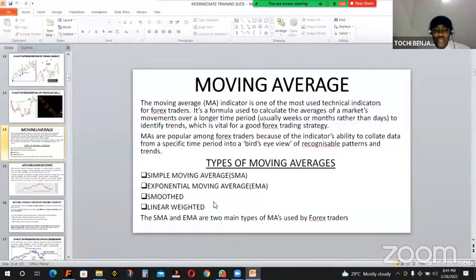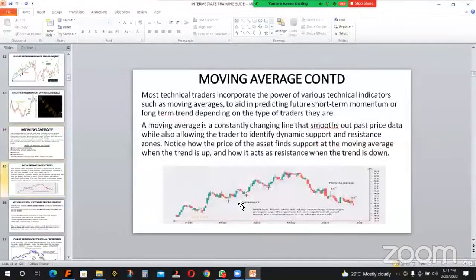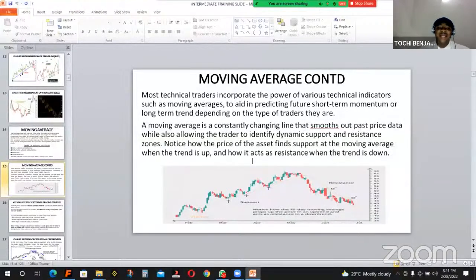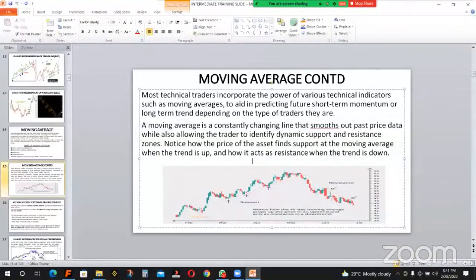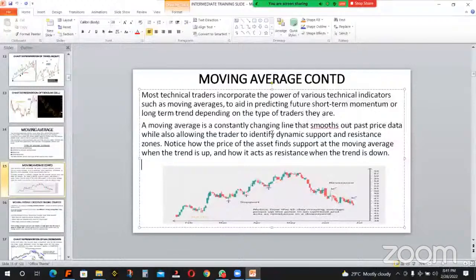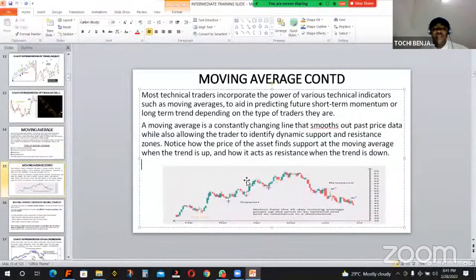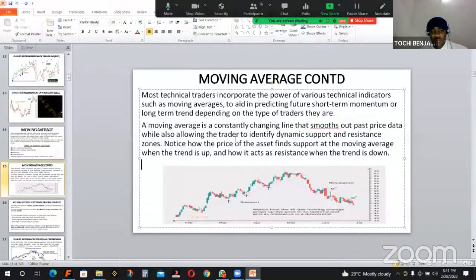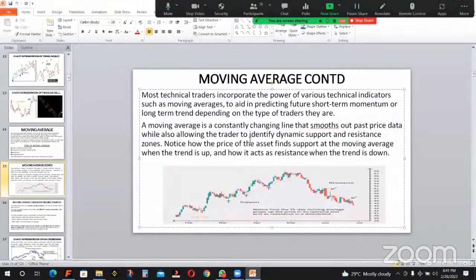But I want to tell you today that most traders use what is called the simple moving average and the exponential moving average. That is what traders use. Most traders, 98.9% of traders use the simple moving average and the exponential moving average. But I tell you today that the difference between these moving averages is not much. It is actually not much.